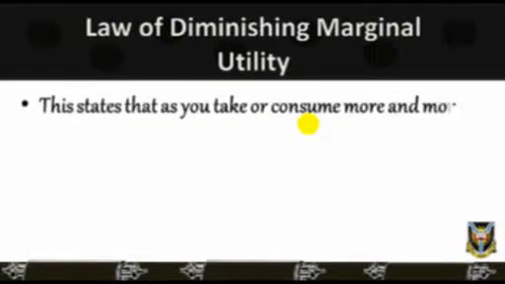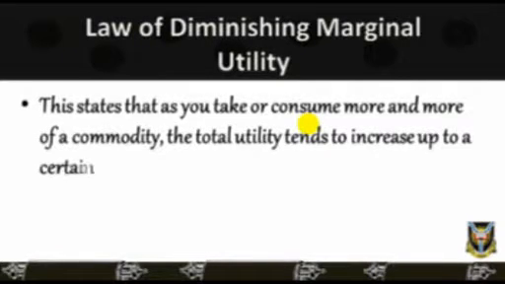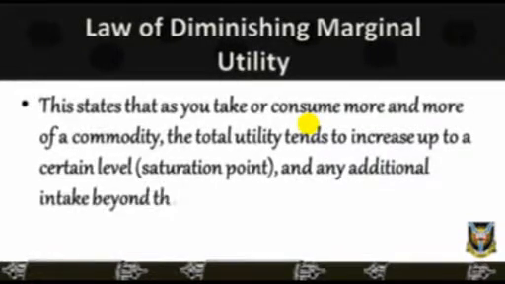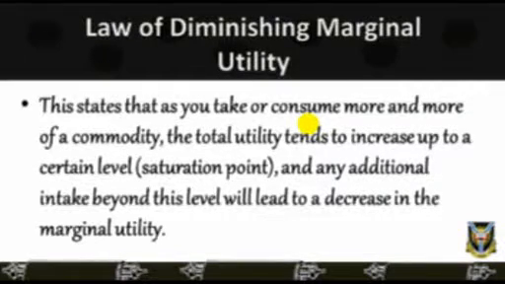Law of diminishing marginal utility. This states that as you take or consume more and more of a commodity, the total utility tends to increase up to a certain level, the saturation point, and any additional intake beyond this level will lead to a decrease in the marginal utility. From the above table, the law of diminishing marginal utility sets in at the third quantity because the marginal utility drops from 30 to 10, though the total utility increases from 50 to 60.